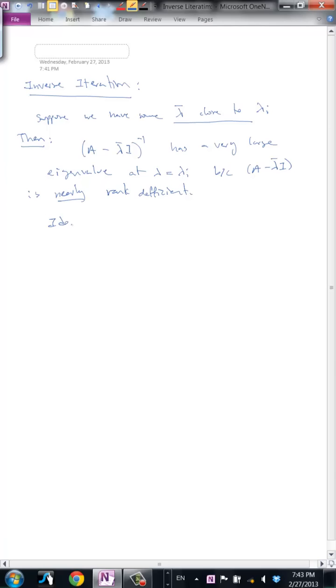So the idea is to do power iteration using A minus lambda bar I inverse, this inverse matrix. Of course, this assumes that not only do we know lambda bar, but that we also have a way of computing this inverse more efficiently than the original problem itself.